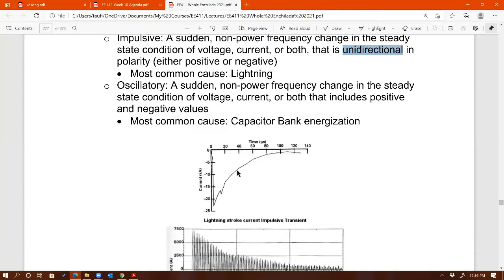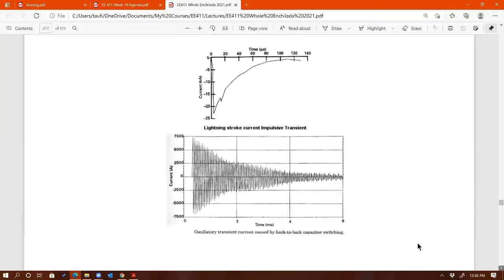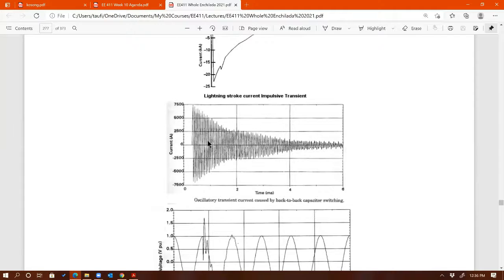Lightning stroke, causing current impulsive transient in the electrical system, right there. Oscillatory transient refers to a sudden non-power frequency change in the steady state condition of voltage, current, or both, that includes positive and negative. Most common cause, capacitor bank energization. Right there, you have oscillation in the system, right?